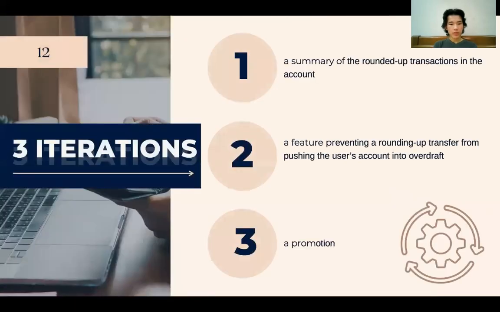After revising the concept based on feedback from customers and stakeholders, 3 features were added. One, both a customer's savings and checking accounts were to show a summary of all the transactions that were rounded up. 2, a feature that prevented the rounding up if a customer's checking account was having a negative sum. And finally, a promotional program that would make the bank match the difference when rounding up to $250 a year.